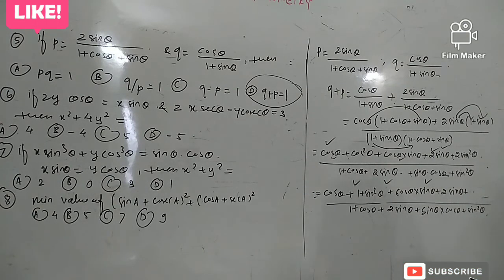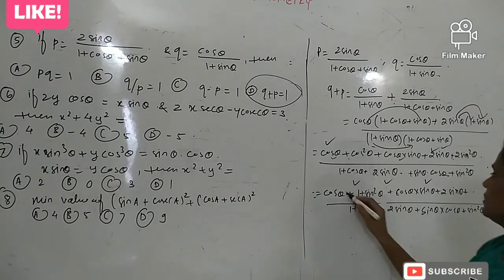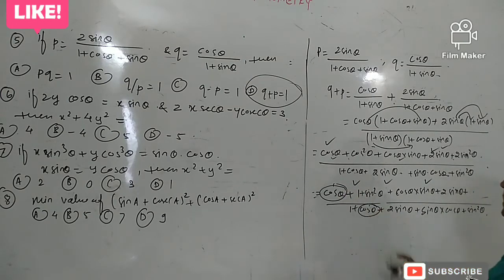Okay, so now I got the value. What value did I get? Cos theta is there. Then 2 sin theta is there.